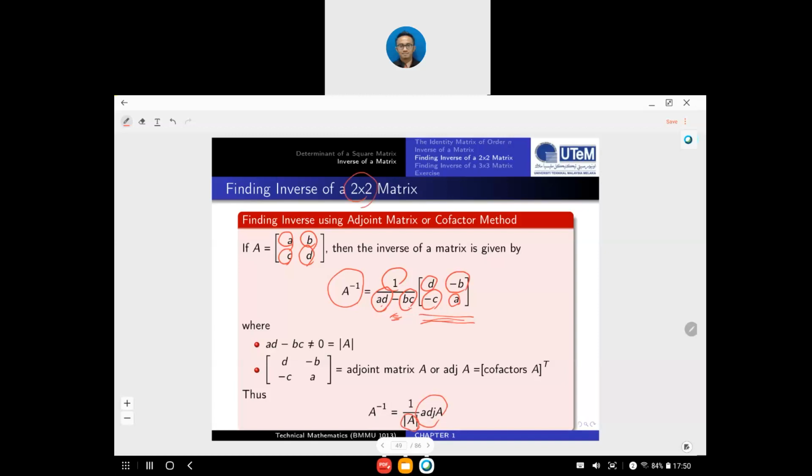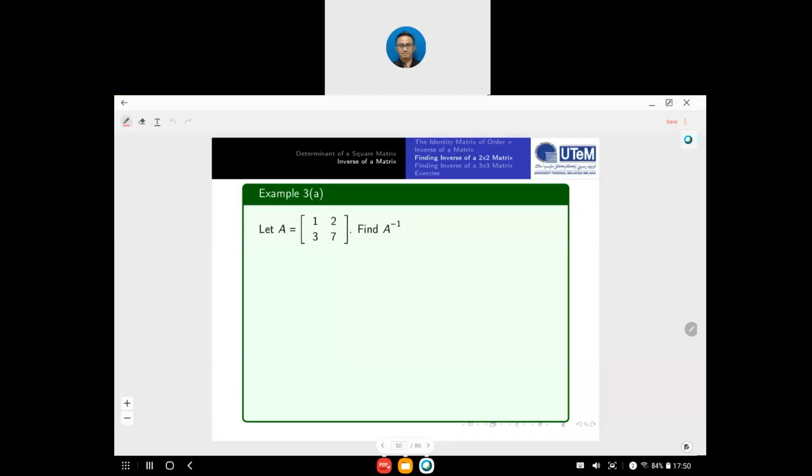Okay, look at the example. Let's say you have matrix A equal to 1, 2, 3, 7. Find A inverse. First, you need to find what is the determinant. How to find determinant? Determinant, we know that you must cross this one. 1 times 7 minus 2 times 3. Okay, so you can get 7 minus 6 equal to 1.